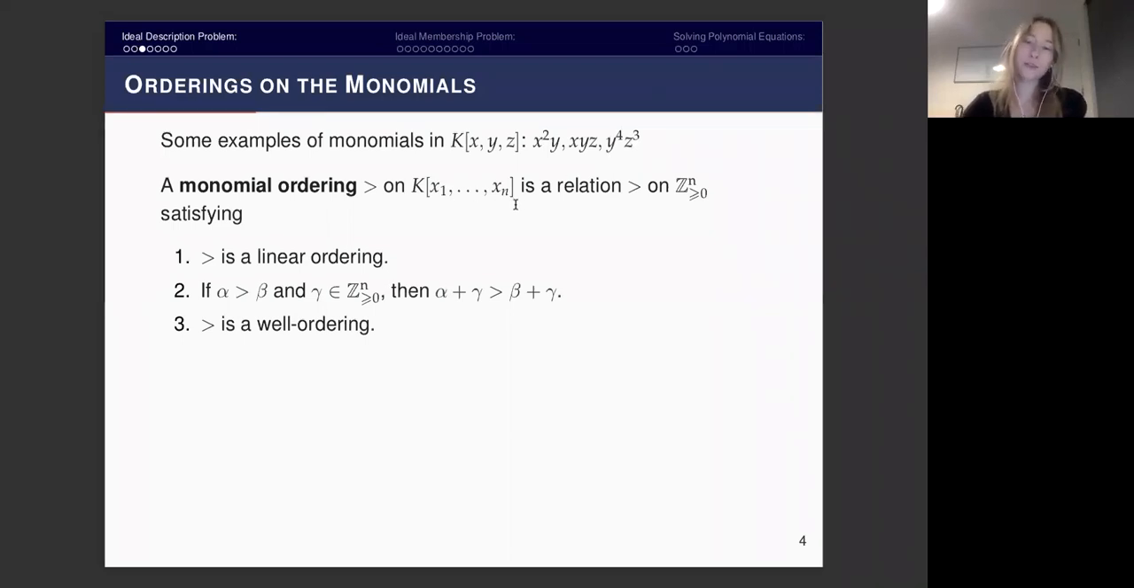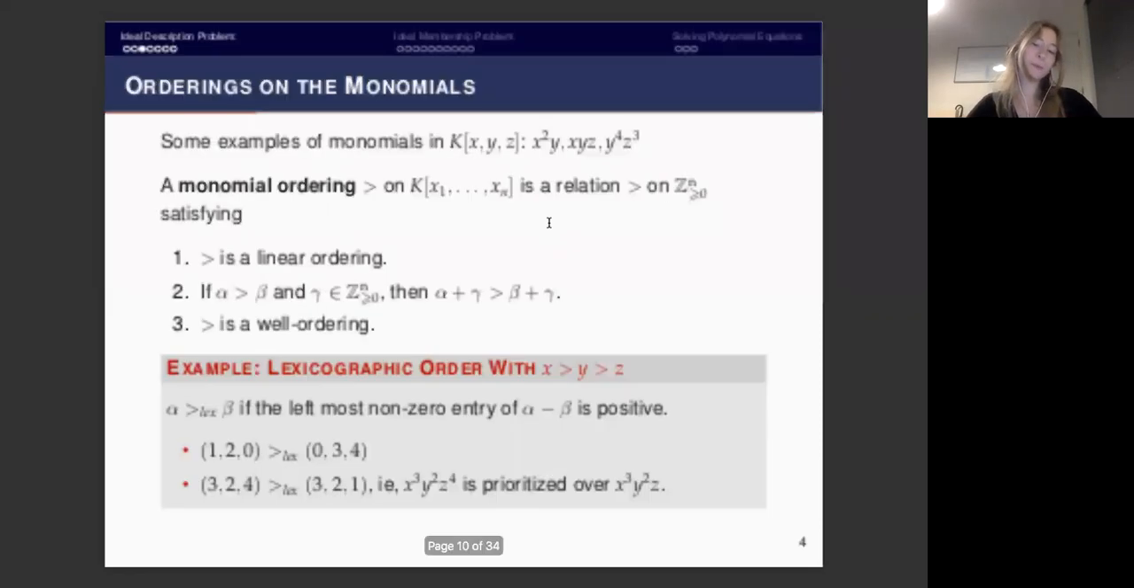When we have n variables, it is a relation on n-tuples with non-negative integer entries. The reason is that each tuple will be representing the exponents of the variables. The first condition it must satisfy is that it must be a linear ordering. This says that every two elements are comparable. The second condition is that if we have that alpha is larger than beta, when I add some element gamma to both sides, the ordering must be preserved. And lastly, this must be a well ordering. This means that every subset has a minimal element.